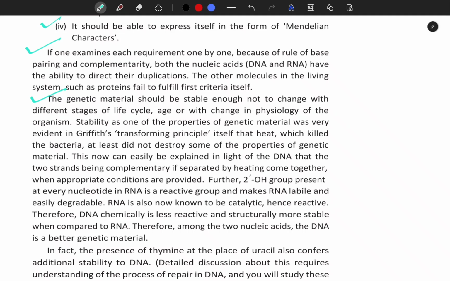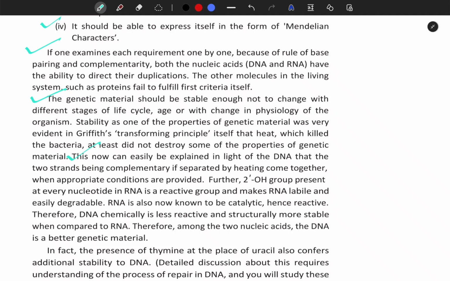Stability as one of the properties of genetic material was very evident in Griffith's transforming principle itself, in that heat, which killed the bacteria, at least did not destroy some of the properties of genetic material. This can now be easily explained in light of DNA: the two strands, being complementary, if separated by heating, come together when appropriate conditions are provided.